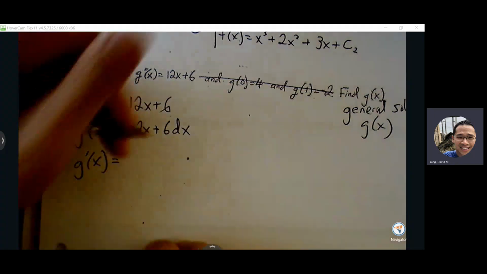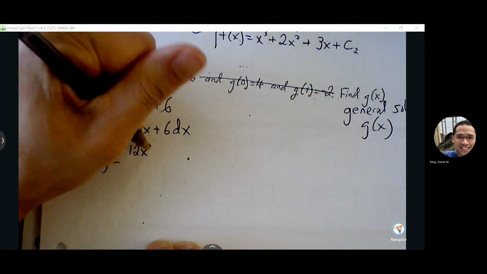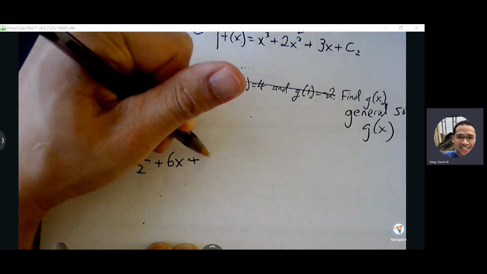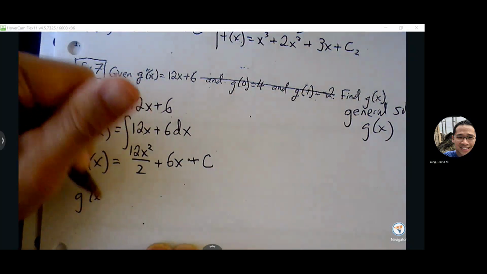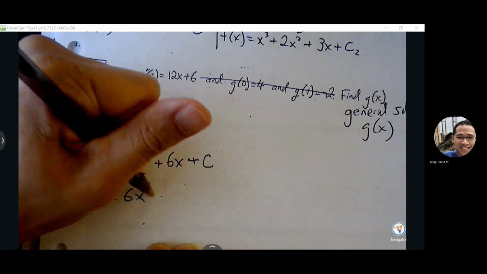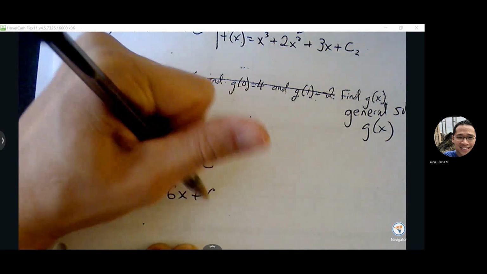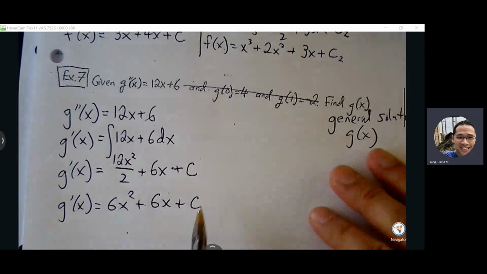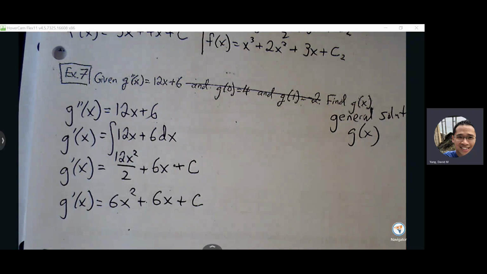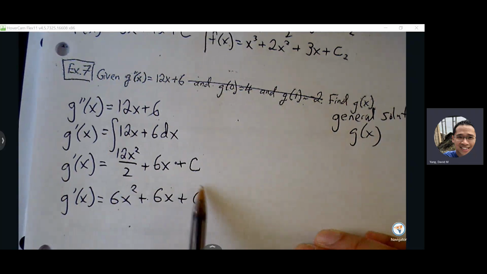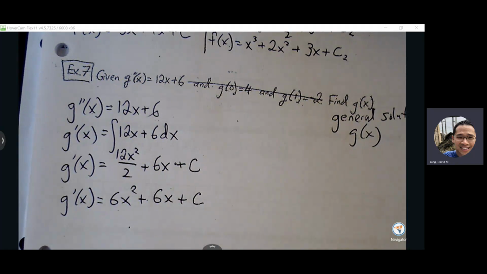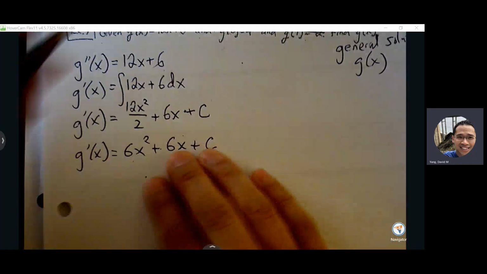So 12x becomes 6x squared plus 6x plus c. Because we're asking for the most general solution, we're not going to be able to resolve this plus c. We're going to hold on to that c along the way. Now, c is a constant, right? So treat c like you would if it was a 5 or 6 or -1 or 4. So treat it that way.